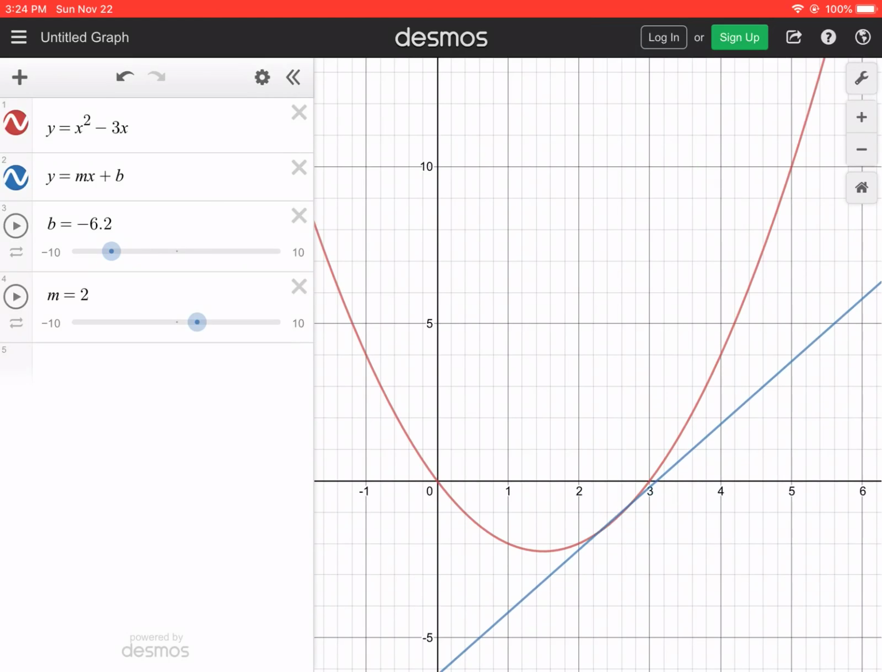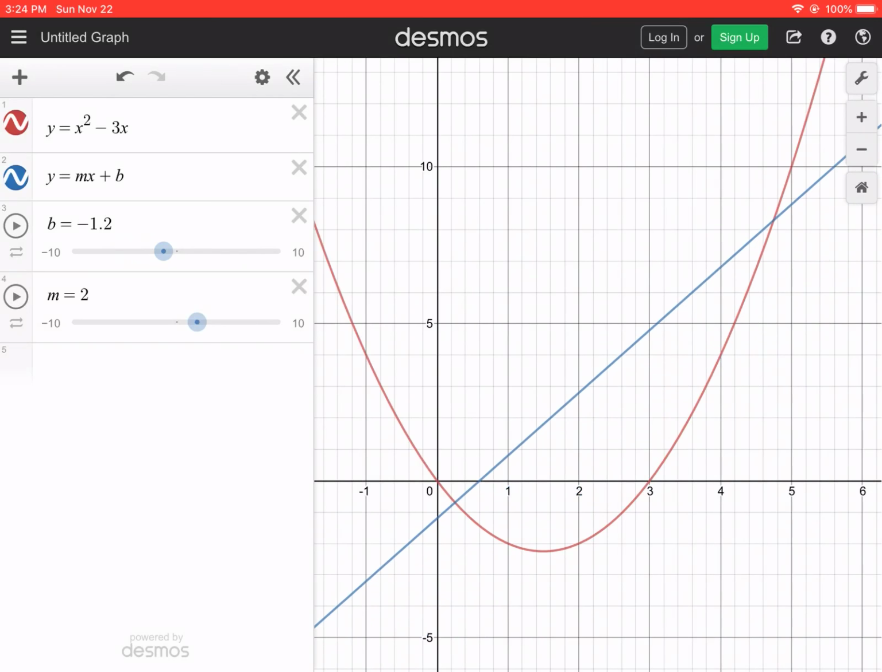Now, if I raise this up like this, clearly I have two solutions. So we would get a positive number under the square root, the discriminant, and therefore we would have two solutions. And we would get the x values. We'd have to then find the y values.